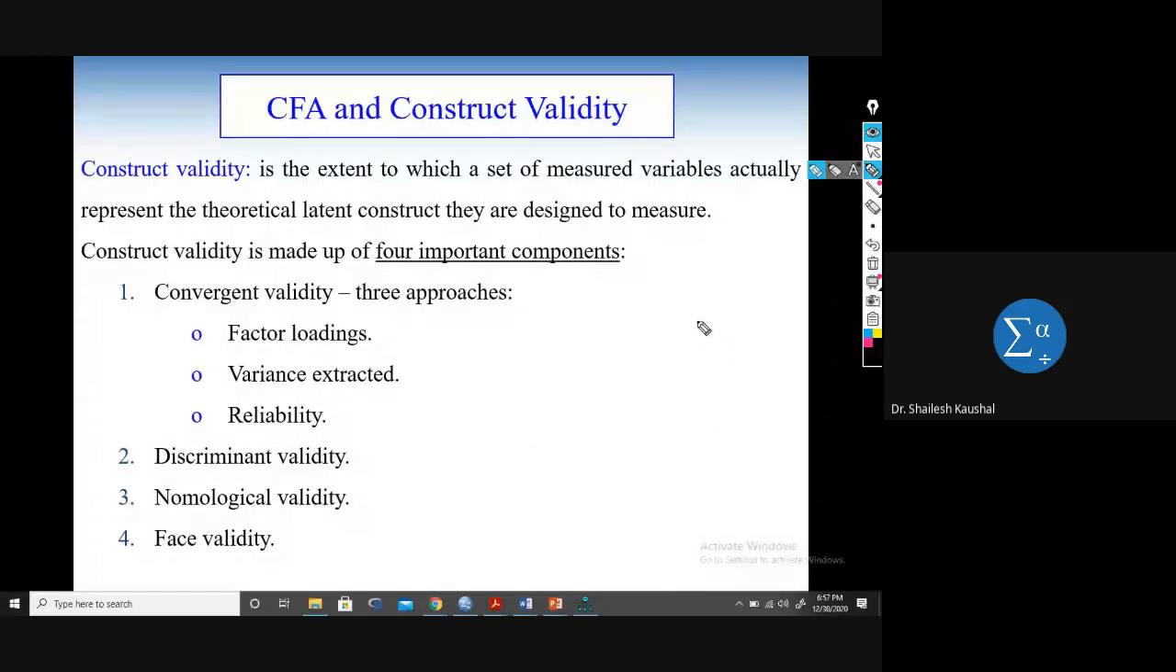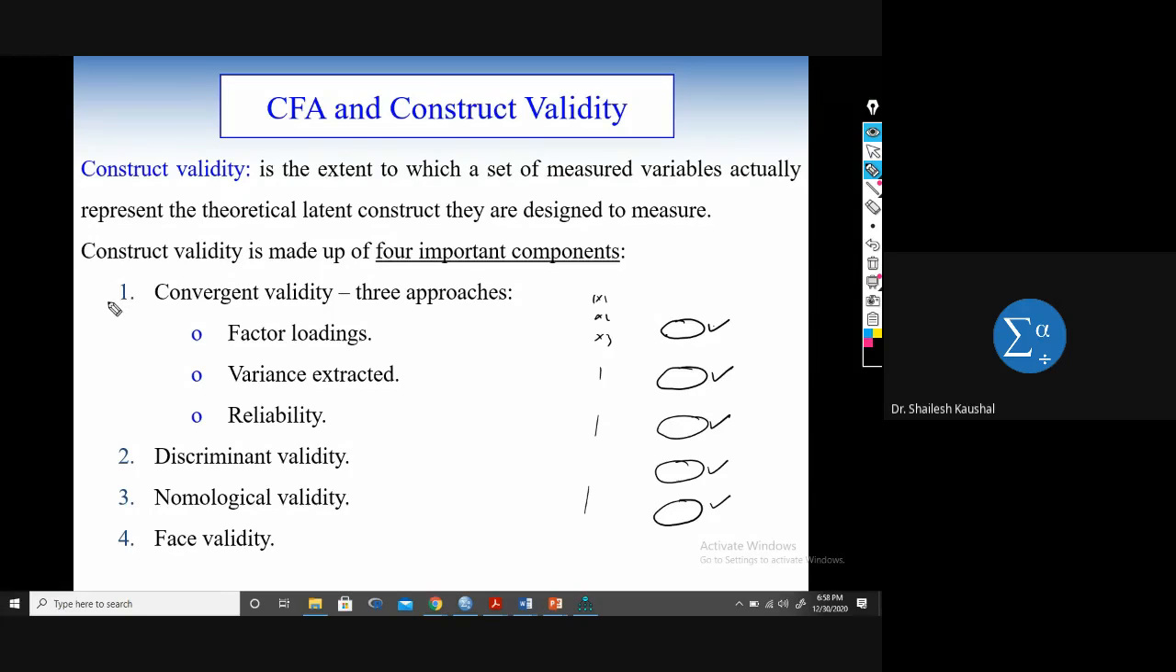For example, I am studying a particular phenomenon and taking five constructs. Each construct has 3 or 4 questions like x1, x2, x3. Now we find the convergent validity or construct validity. So we will find the validity of each construct. How will we find this construct validity?